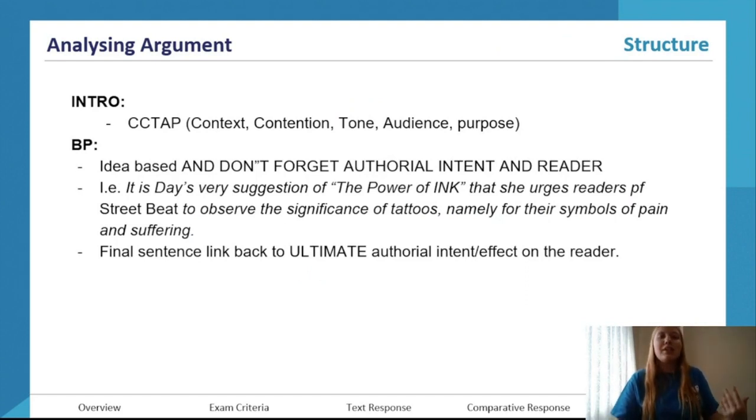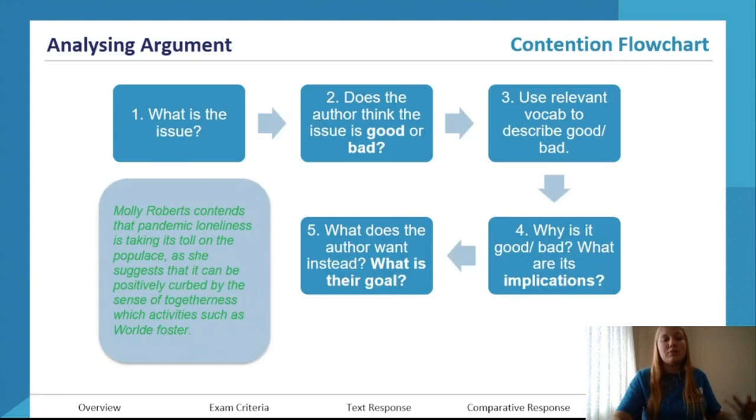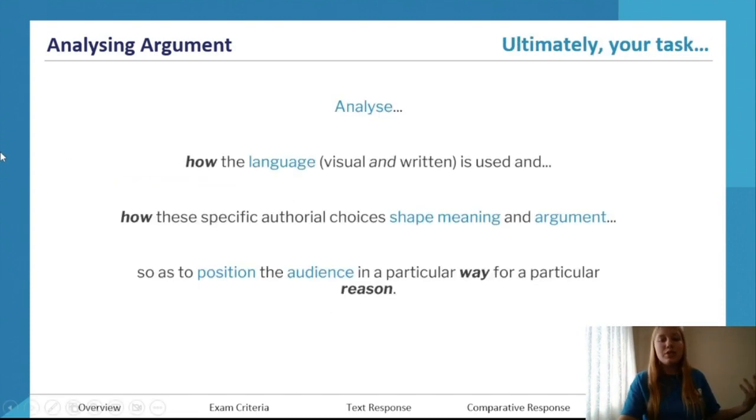Here's our structure. We need an introduction. An introduction should start with some contextual information, lead into our contention, our tone, which we can include as part of our contention sentence. So we do need an adjective describing the overall tone, and should identify the audience and the purpose of the piece, which is also referring to what is the goal, what are they trying to do, or what solution they're trying to offer.